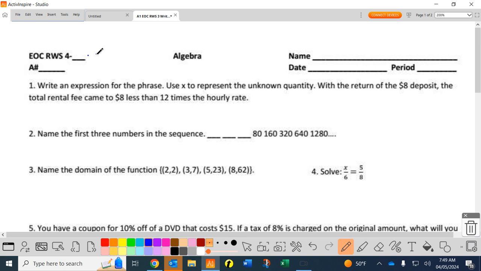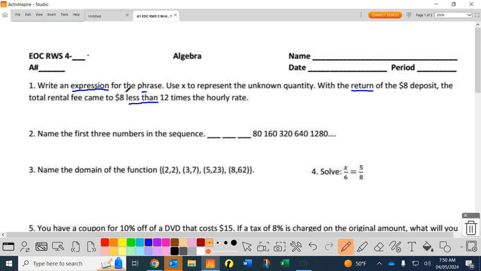It says, write an expression for the phrase. So you know you're not going to have an equal sign, because expressions do not have equal signs. That's the first thing you need to know. X is going to be your variable, because it says use X to represent the unknown quantity. It says with the return of $8 deposit, okay, return, you're getting it back. The total rental fee came to 8 less than, again, less than means you're subtracting, but the 8 is going to go after whatever we're talking about.